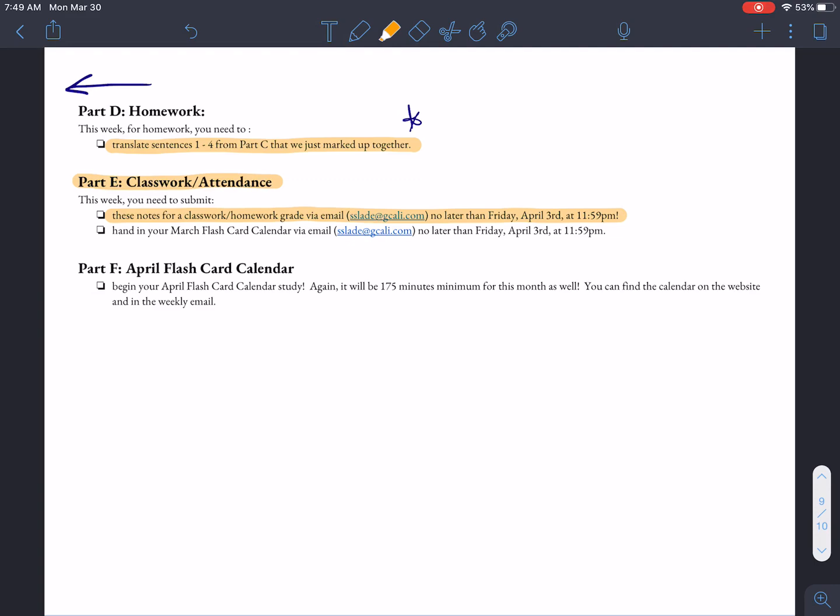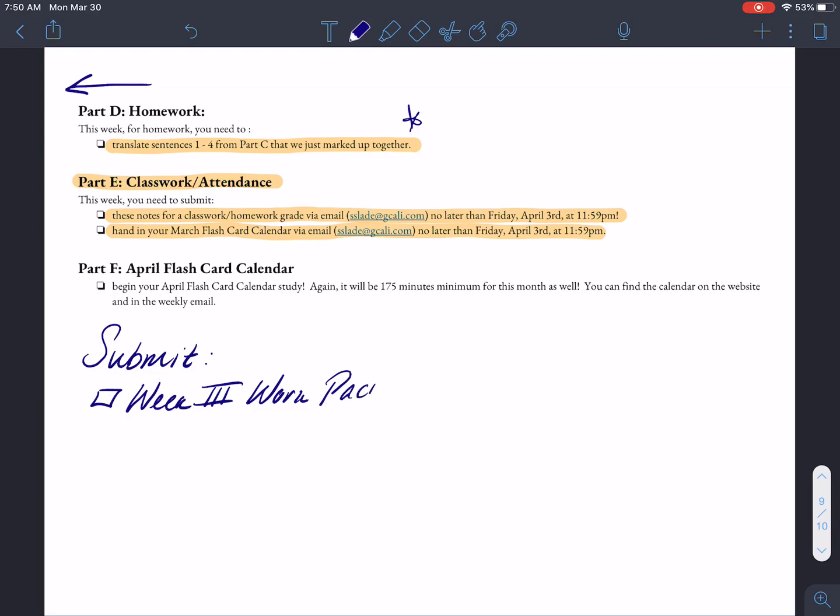In addition to that, this week March is ending, so that means you're going to have to hand in your March flashcard calendar as well. Remember, I'm looking for 175 minutes. So the two things you need to submit are your week 3 work packet and your March flashcard calendar.